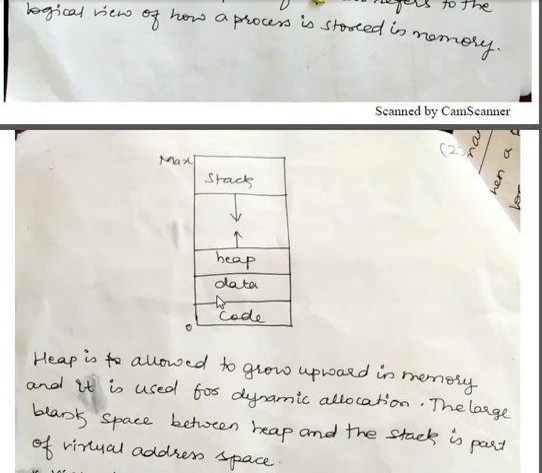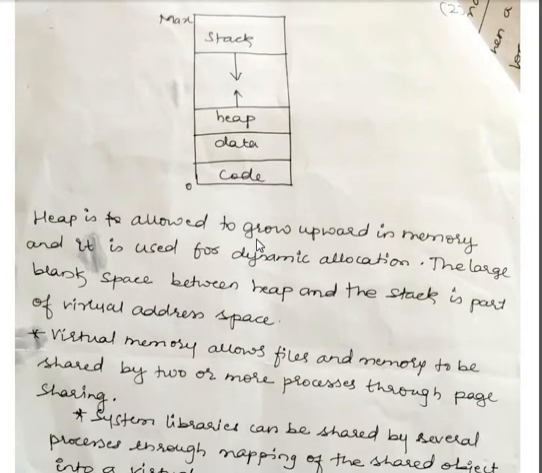So here in the diagram you can see the area between the stack and the heap, this is the virtual memory. The heap means whatever memory we allocate dynamically will be stored in this heap. Heap will grow upwards and the stack will grow downwards. So the area in between this stack and heap is given for the virtual memory.